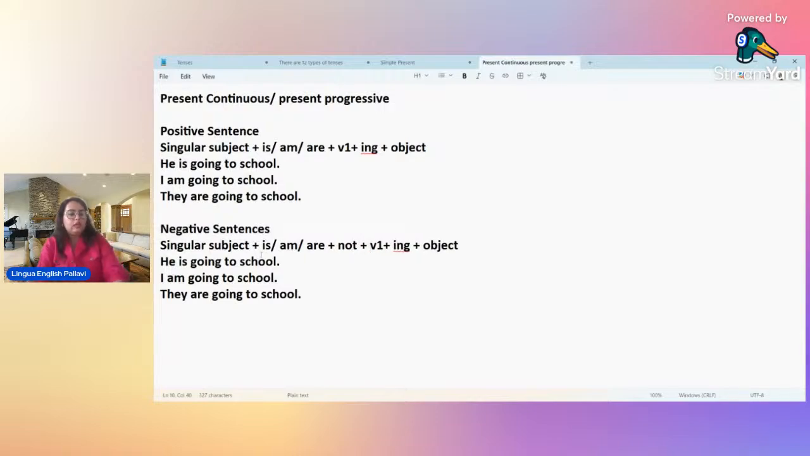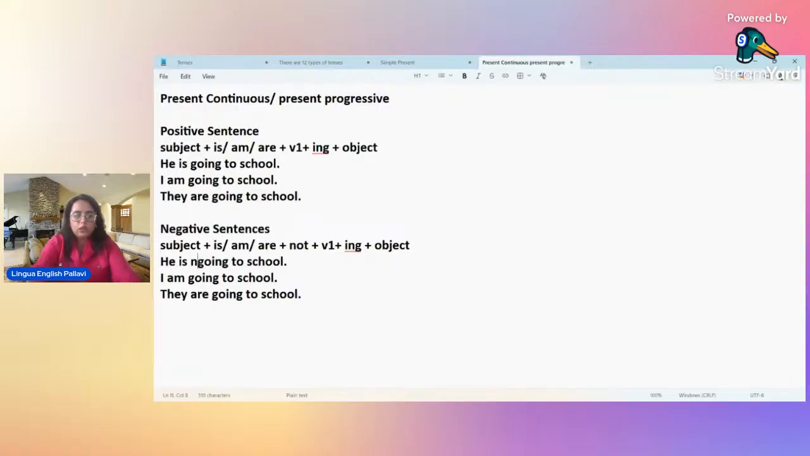So it will be subject plus is, am, are plus not plus v1 plus ing plus object. So he is not going to school. I am not going to school. They are not going to school. I hope this is getting clear and you are understanding also. So make sentences in the chat box using it.